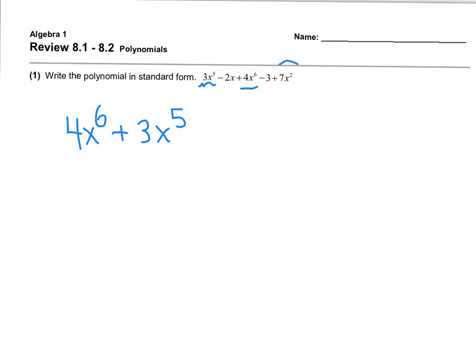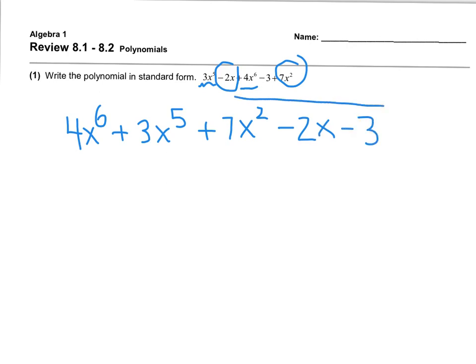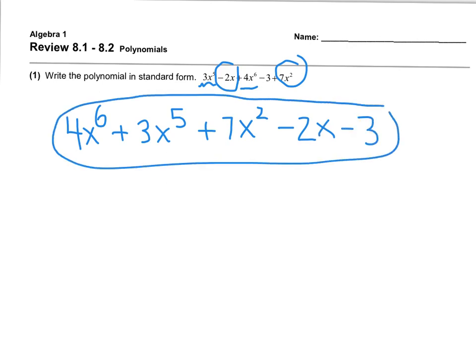Next, the exponent is squared, so plus 7x squared. Then we see x to the 1, which is just this minus 2x, and then minus 3. That is your final answer, so circle it. On the quiz, you're going to be asked to circle your final answer in red, so let's just get in the habit of doing that.